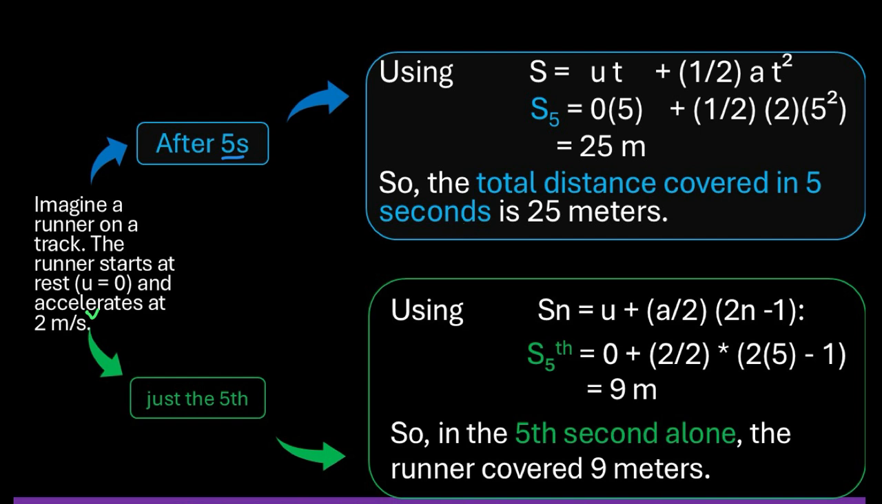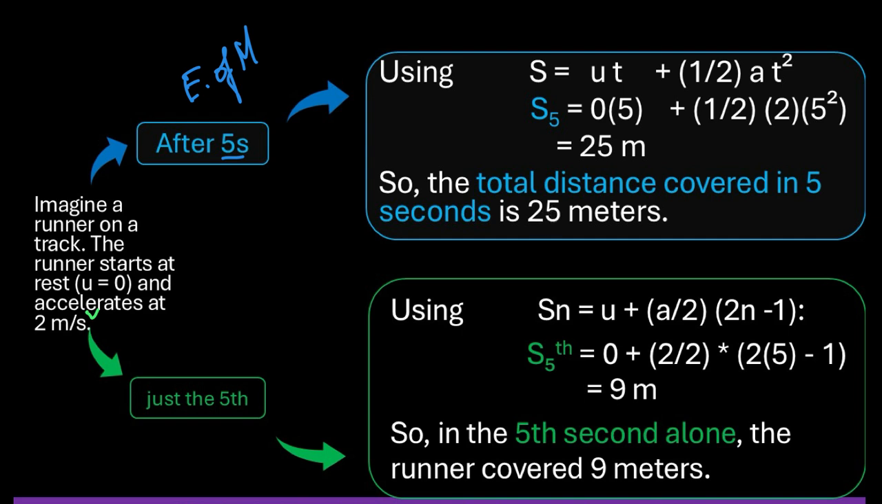And how do we find that? We make use of equations of motion, which is s is equal to ut plus half at square. u is 0 as it starts from rest, and we have half at square, a is 2 into 5 square, which gives us 25 meters. Which means after 5 seconds, the total distance traveled by this runner is 25 meters. I hope that makes sense.